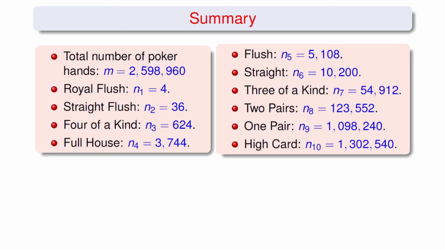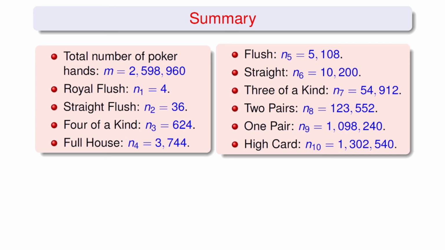We can see that these numbers N1, N2 till N10 are in increasing order. So that is to say, the chances are getting what? Higher and higher, from royal flush, straight flush, and then finally to high card. Which means it's getting easier and easier in this order. So that is why the royal flush beats straight flush, and straight flush beats 4 of a kind, 4 of a kind beats full house, and so on.